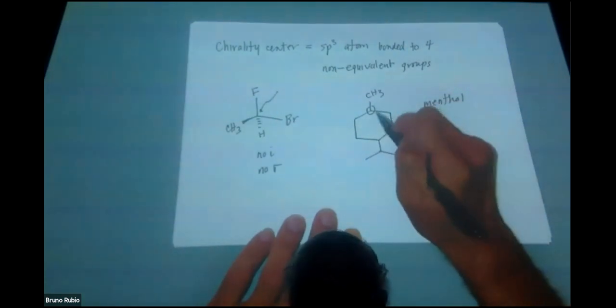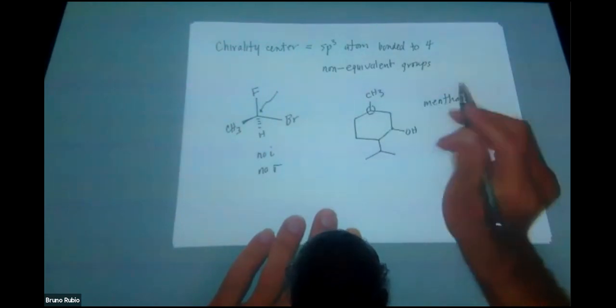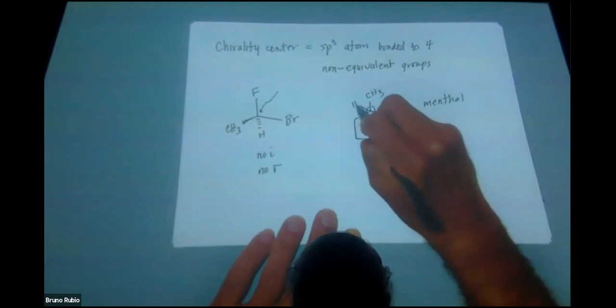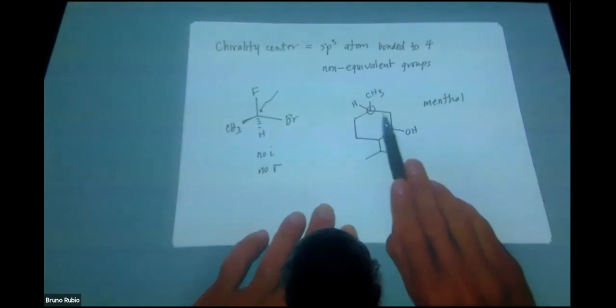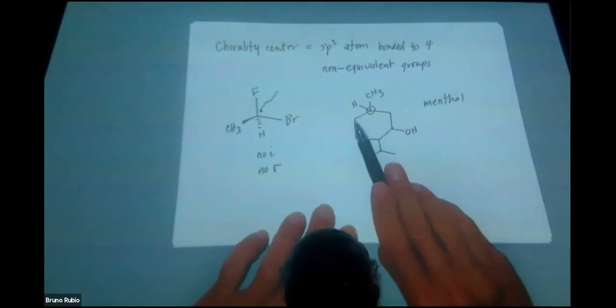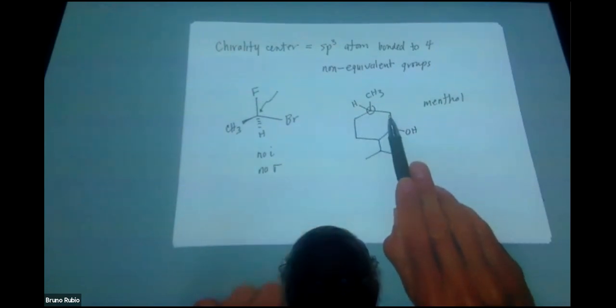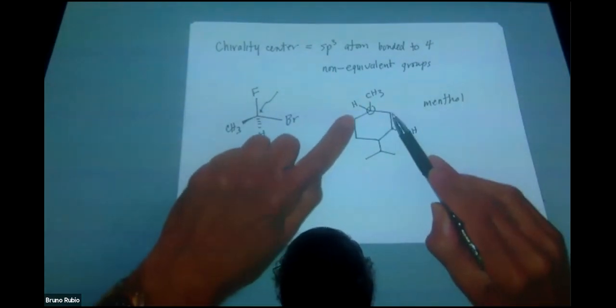it's bonded to a methyl group. This carbon atom is sp3 hybridized. It's bonded to a methyl group. It's bonded to a hydrogen. Oh, can't forget about him, right? He's bonded to a hydrogen. And on the left, he's bonded to CH2. And on the right, he's bonded to CH2, but keep going, right? That's a CH2, that's a CH2.